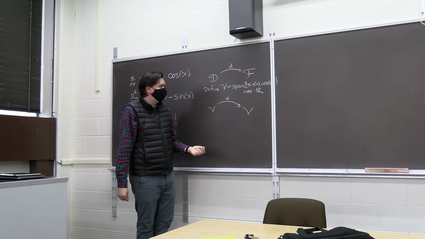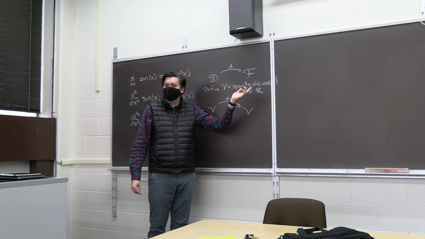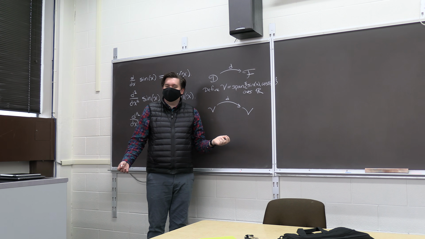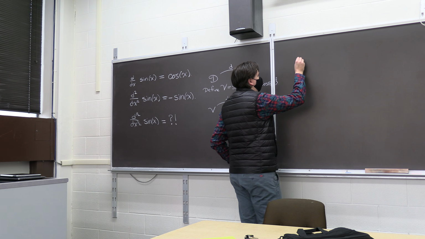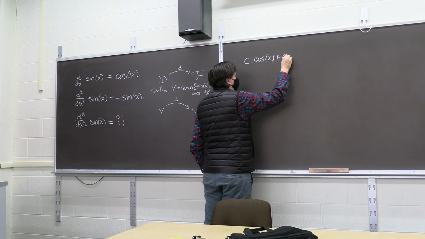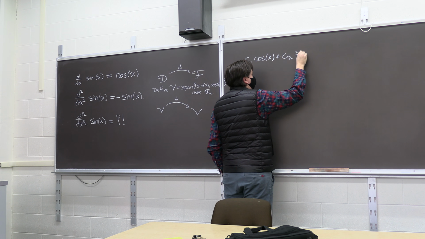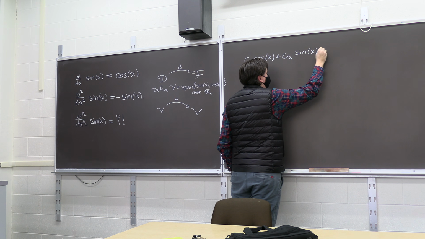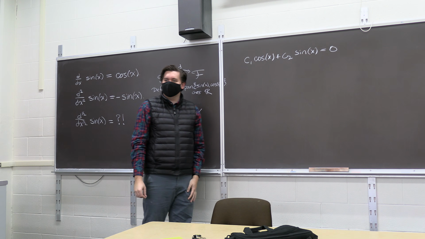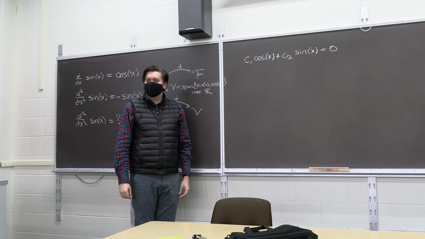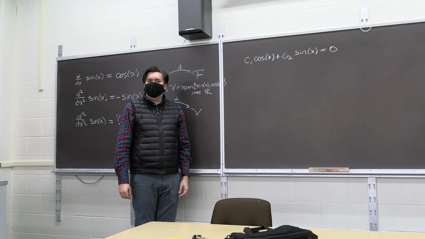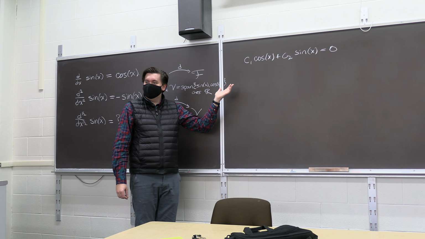But how could you do that? How do you know there's no non-trivial solutions to that? Should I do this over here really fast? c1 times cosine x plus c2 times sine x. This is a bit of review. What are your solutions to this, where your c1 and c2 are real numbers? Well, you want this to be true for all x.